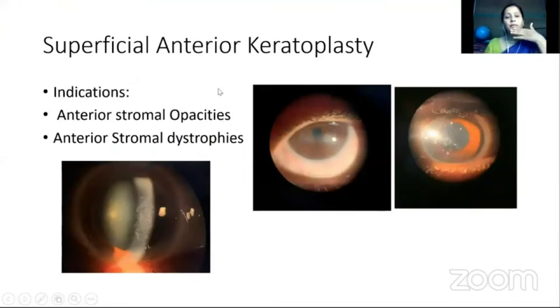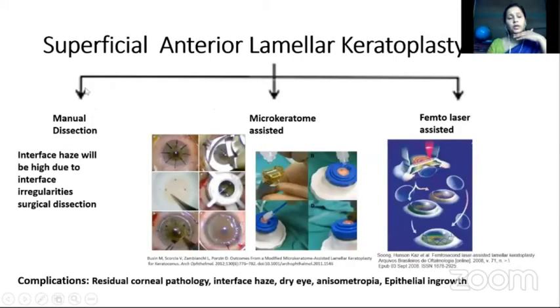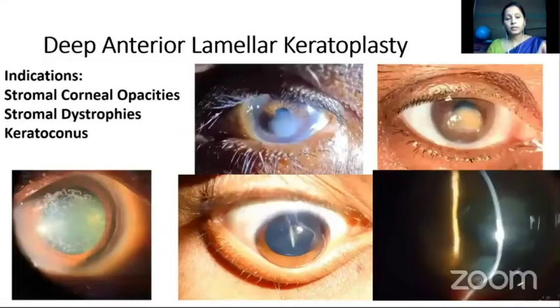Now coming to superficial anterior keratoplasty, the indications are any superficial anterior stromal opacities or stromal dystrophies, where you would want to remove only the diseased cornea. It can be done by manual dissection, but then the interface haze is high because of irregularities in the surgical dissection, so it's no longer done. So it's usually microkeratome assisted, and a free cap is removed. The same thing is done on the donor cornea and then it is transplanted. Or it can be done femtosecond laser assisted also. The complications, however, are residual corneal pathology, interface haze, dry eye, anisometropia, and epithelial growth.